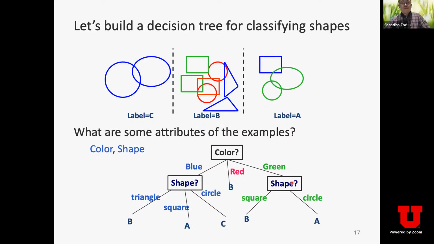But here, when we want to further split on these green shapes, we notice that all the existing green shapes are either squares or circles. There are no green triangle shapes. So intuitively, we just do not create a branch testing if the shape is a triangle, and we don't create the corresponding leaf node either. Then what is the problem? The problem is that when we have a test case which is a green triangle, we are not able to provide any sensible prediction.